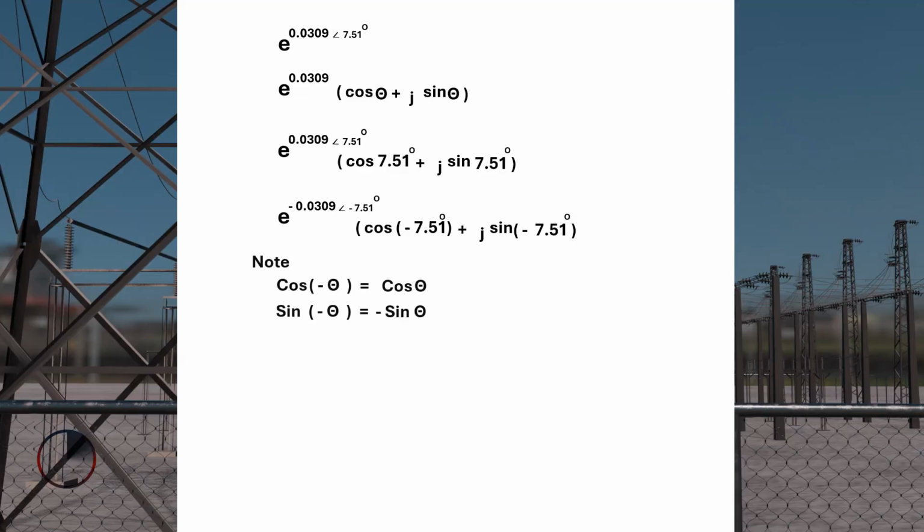Again, we should note the following identities. Cosine negative theta equals cosine theta. Sine negative theta equals negative sine theta. Also, we have the following evaluated constants.